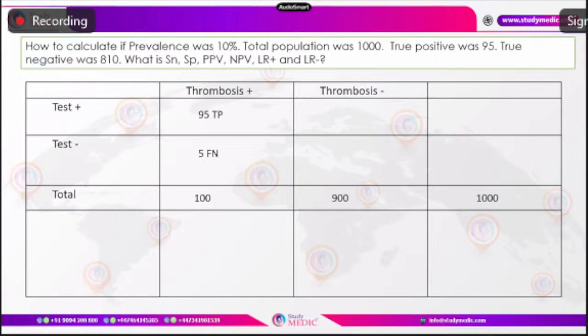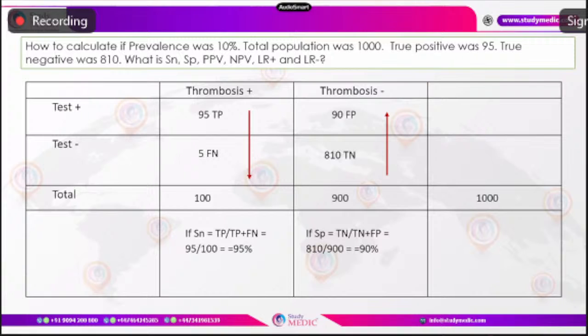It is 5. Now, true negative was 810, that means those who tested negative and did not have the disease. Then what is the false positive? It will be 90, right? So now we've filled up the 2 by 2 table. Now we will calculate the sensitivity. Sensitivity is true positive by true positive plus false negative, which is equal to 95%. Specificity is true negative by true negative plus false positive, which is 810 by 900, 90%.